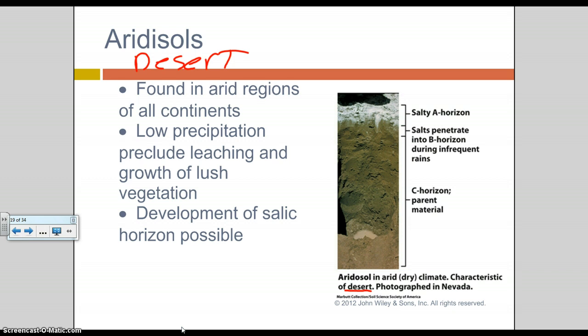There is no O horizon in an iridosol because there's not enough vegetation. Not only that, but the vegetation is very old. Cacti can live to be over 100 years before they die and release their nutrients back to the soil. So very nutrient poor. Very low primary productivity due to the very insignificant amount of plant growth in the region. And again, an iridosol is associated with a desert.